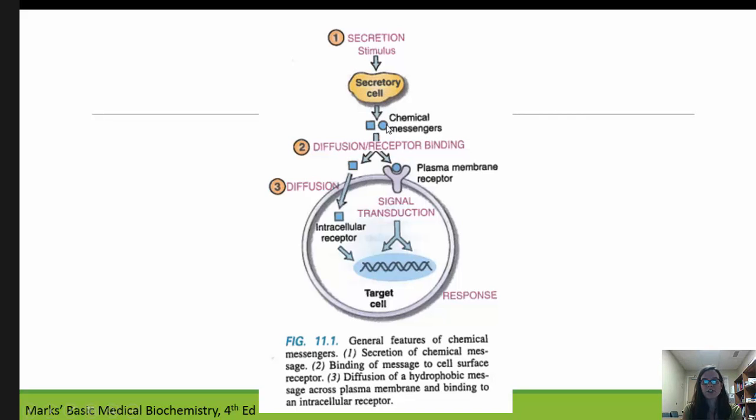The chemical messenger then is diffused through the blood or another fluid. It goes through the blood or another fluid, and then it can diffuse through the cell depending on what the chemical messenger is. More often, it binds to a receptor, and this binding to this receptor then has an impact on the cell's biological processes and elicits a response.